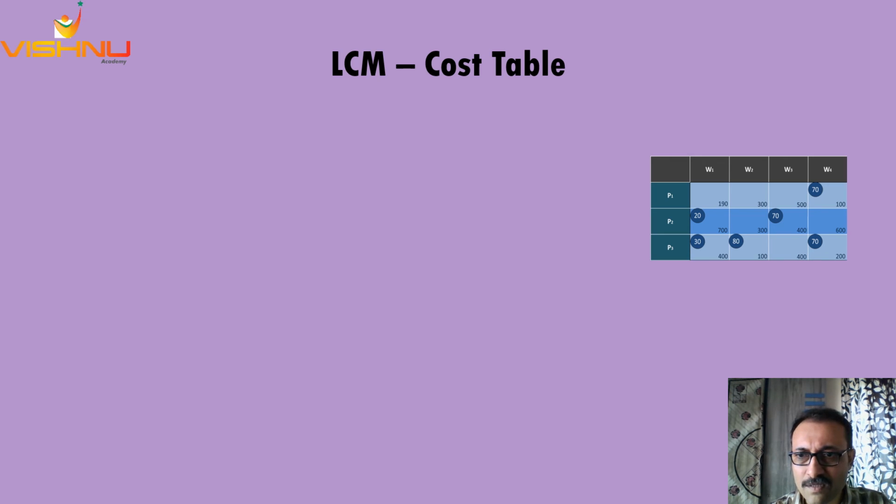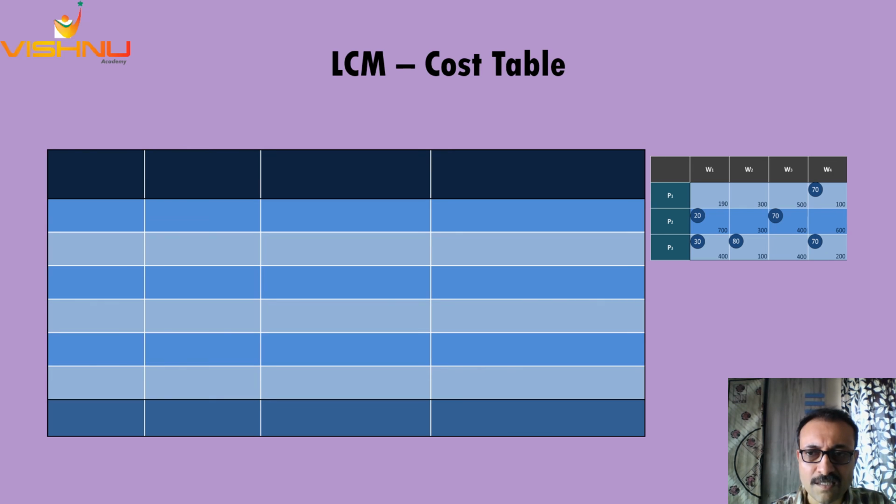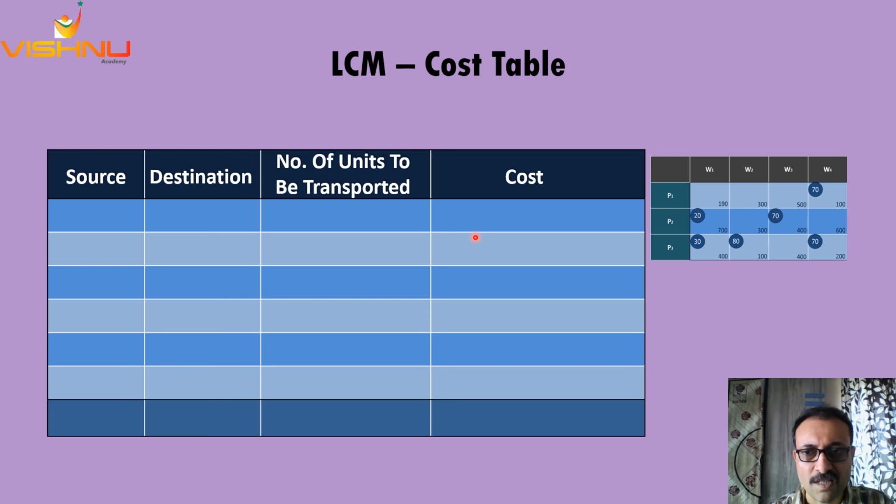So this is the table, and this was the snapshot, and this is the table that we've just prepared. We give headings to the table: source, destination, number of units to be transported, and the total cost for that particular cell, right? So which was the first cell that we had identified for transportation? This was the cell, that is P3W2. And how many units? 80 units at 100 rupees, we can say.